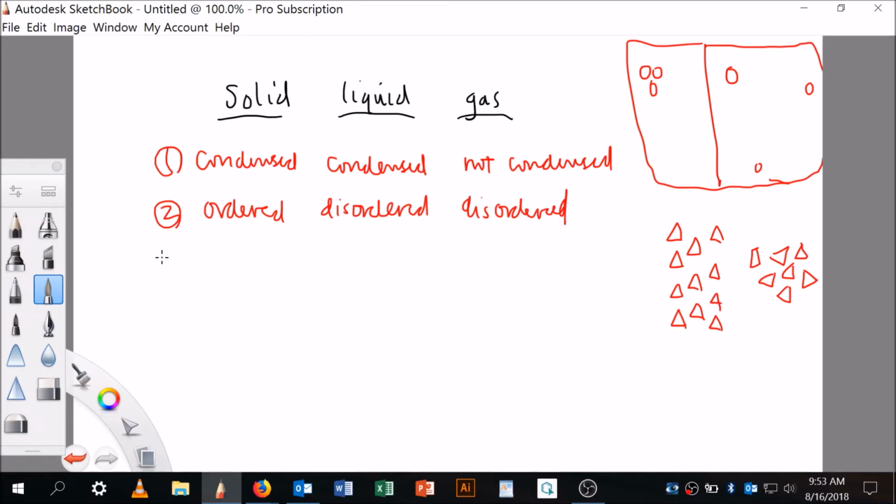And then a third thing is actually related to ordered, is that this is static. The particles are not moving. And this is dynamic. They are moving. And this is dynamic. They are moving, okay? And finally, low temp, high temp, and medium temp.